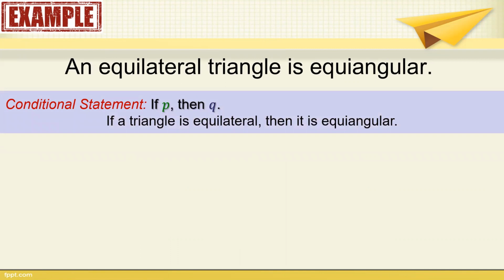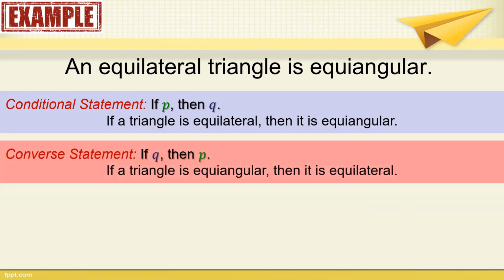So, if a triangle is equilateral, then it is equiangular. So, ang converse niyan, if a triangle is equiangular, then it is equilateral. So, alam natin, ang triangle ay may 3 sides at may 3 angles. So, pag sinabi mo equilateral, congruent ang 3 sides ng triangle mo. So, kung congruent ang 3 sides ng triangle mo, malamang yung angles nun ay congruent din. So, this is true. Okay?